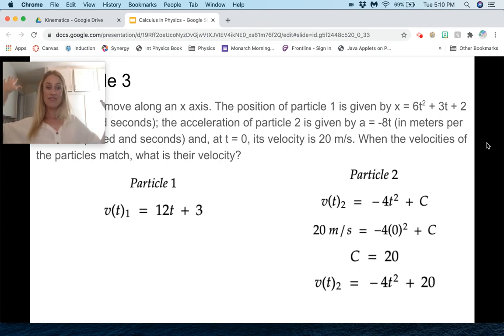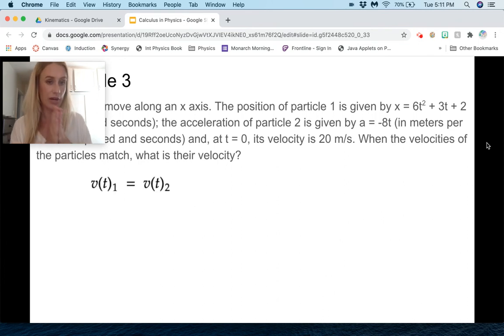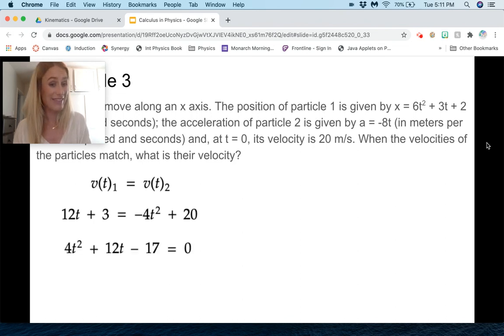Now I have my two equations. Again, we want to know when the velocities of the particles match, what is their velocity? Since they match, I now want to set these equations equal to each other. So the velocity of particle 1 equation equals the velocity of particle 2 equation. We get 12t plus 3 equals negative 4t squared plus 20. I rearrange and see that I have a quadratic, which you can just plug into your handy dandy calculator, the program that Miss Halstead probably had you put into your fancy calculators.